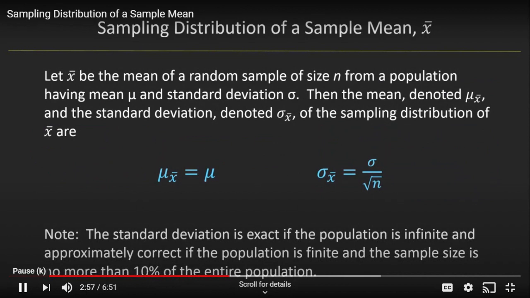Note that the standard deviation formula is exact if the population is infinite and approximately correct if the population is finite and the sample size is no more than 10% of the entire population. So we talked about the mean and the standard deviation of the sampling distribution. What about the shape of the sampling distribution? To answer this question, we will look at two different scenarios. The first is when the original population is normally distributed.